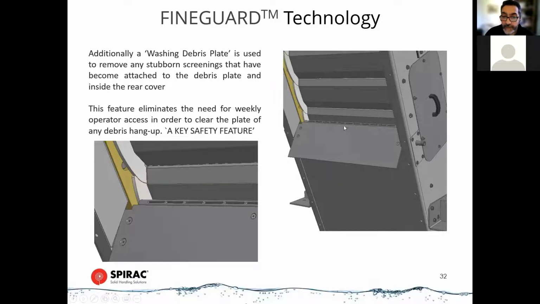So we've developed this washing debris plate, which every so often sluices this plate with water, which comes out of these slotted holes. That allows the debris to fall into the launder, conveyor, or screenings handling unit you have underneath, which is obviously a key safety feature because you've got reduced operator intervention.